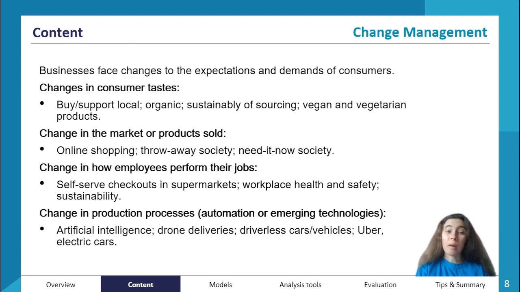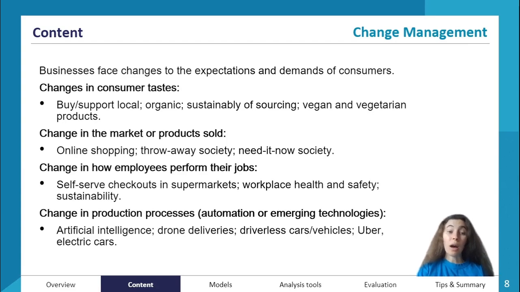There's a whole bunch of different things that businesses face in terms of change. The expectations and the demands of consumers are constantly changing as our society changes. Things like consumer tastes: we are increasingly concerned with supporting local suppliers, buying Australian, or buying in our local community. There's a shift towards sustainability. We want to look after the environment more and make sure that we're treating all of the people and things that are involved in the production process well. Also things like vegan and vegetarian products have developed in terms of consumer tastes over time. These are all things that businesses need to factor in to their decision making and potentially make some adjustments for. There's some other examples here as well.